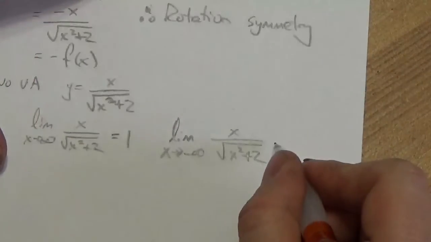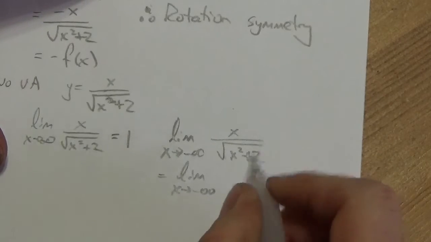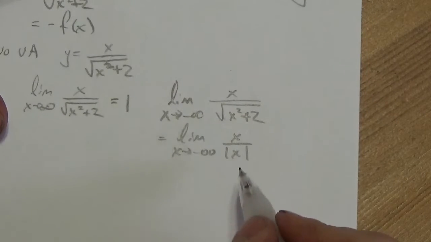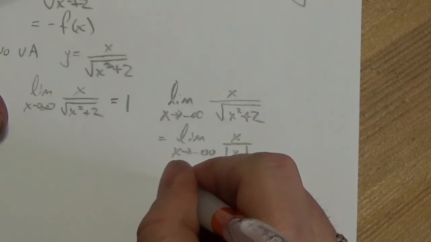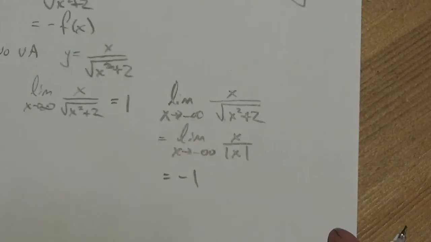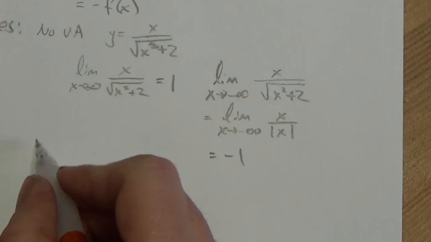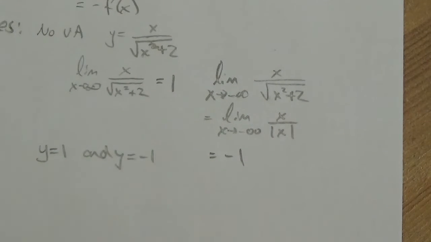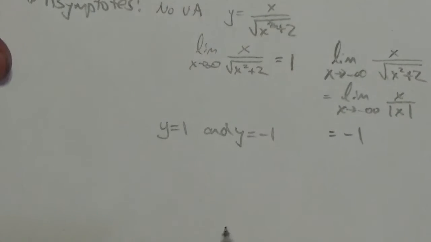Because really what this is like is taking the limit as x goes to negative infinity of x over the absolute value of x. So even though they've got the same number, the numerator is going to be negative, the denominator is going to be positive. This is basically going to be -1. This is what makes this graph unique, is I've got two horizontal asymptotes. I've got a horizontal asymptote at y equals 1 and y equals -1, depending on which direction you're going. That's why this was an interesting question to look at.